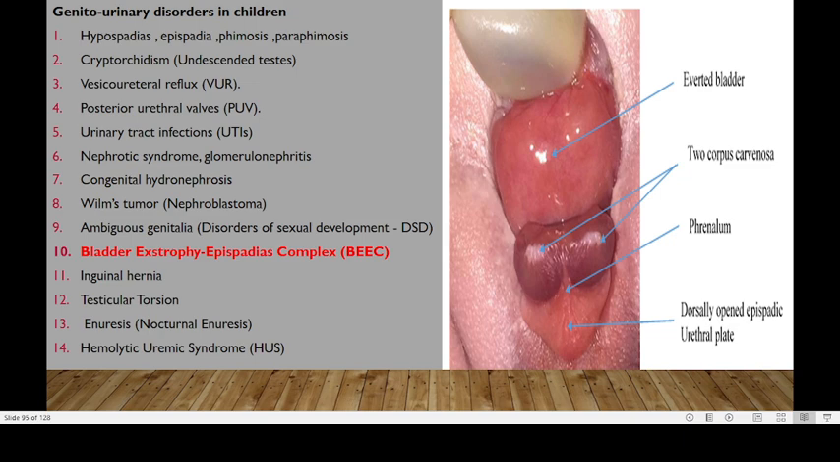The next condition is bladder exstrophy, and I think this one we mentioned when you are looking at epispadias.